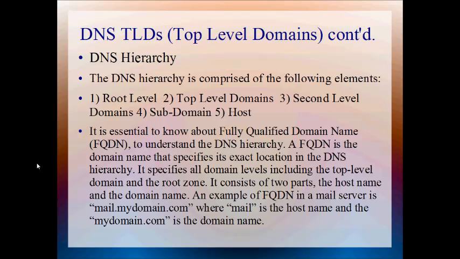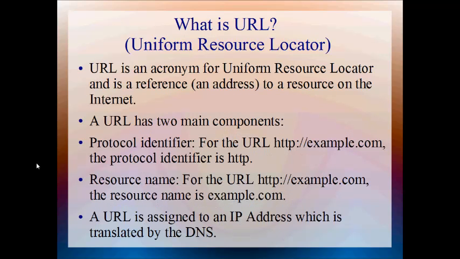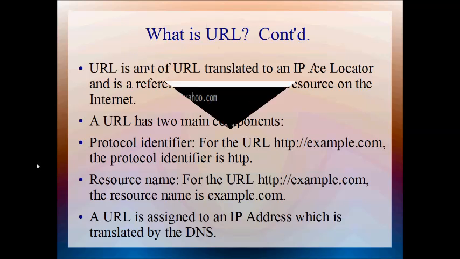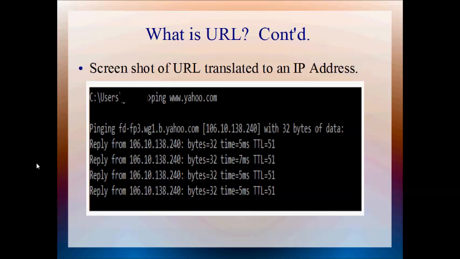The next slide discusses URL. URL is an acronym for Uniform Resource Locator, and is a reference or an address to a resource on the Internet. A URL is assigned to an IP address which is translated by the DNS. Just like in the previous slide, in which www.nba.com, which is a URL, is tied to an IP address. So when the user types nba.com, the browser will be able to know which server should process the request of the user.